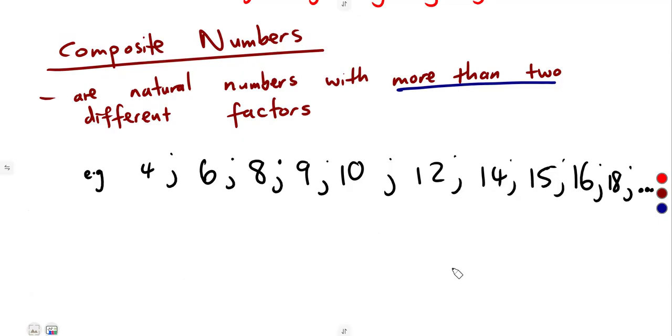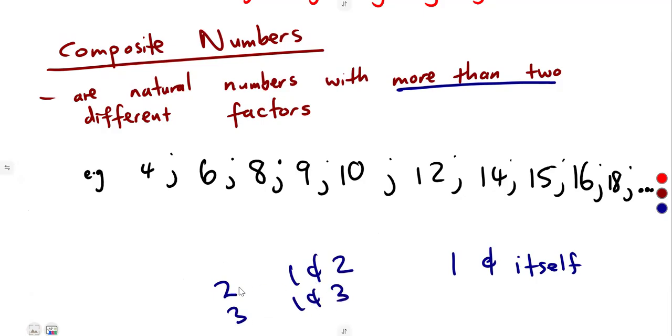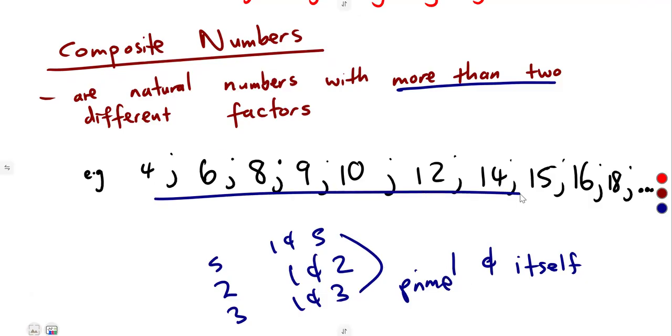Prime numbers is only 1 and itself. So meaning to say, if it is 2, it is 1 and 2. If it is 3, 1 and 3. If it is 5, 1 and 5, we do not have any other factors. So these are prime numbers. Composite, more than 2 factors. All these, they have more than 2 factors.